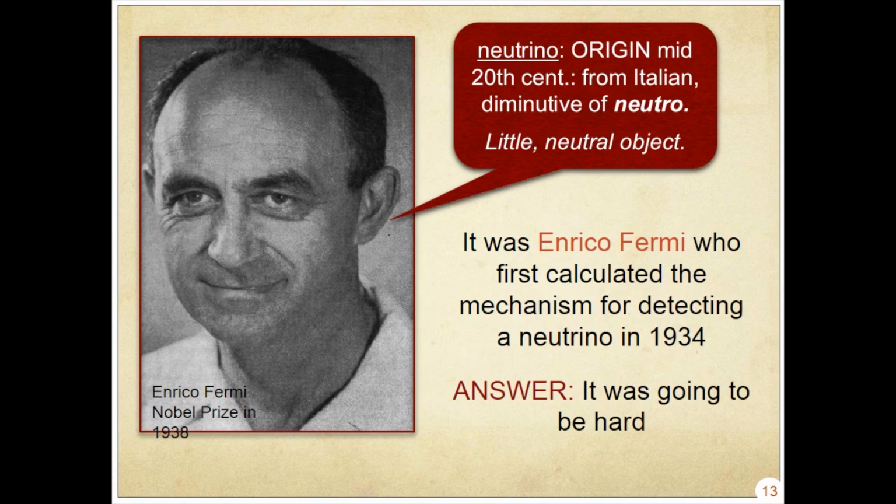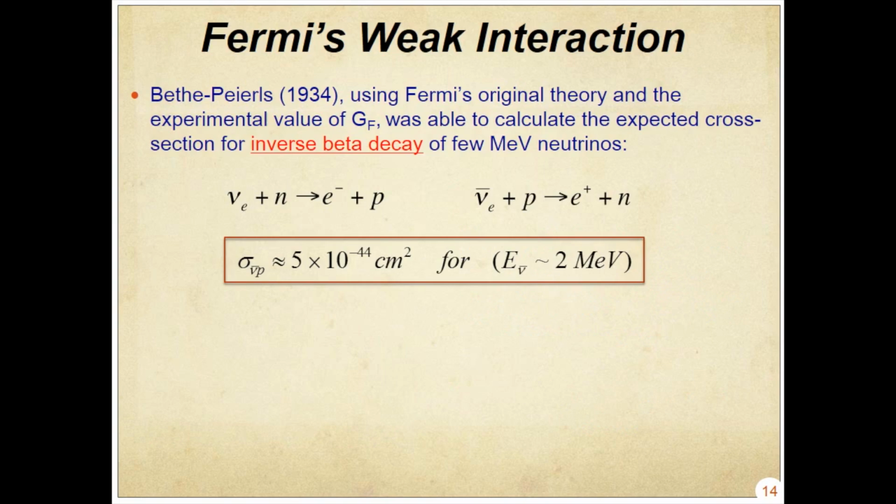So it was actually Enrico Fermi who first calculated the mechanism for detecting a neutrino back in 1934, and his answer was basically it was not going to be easy. All right, so let's do a couple quick numbers. So in the 30s, they calculated. So it's this interaction. It's basically the opposite of this decay interaction.